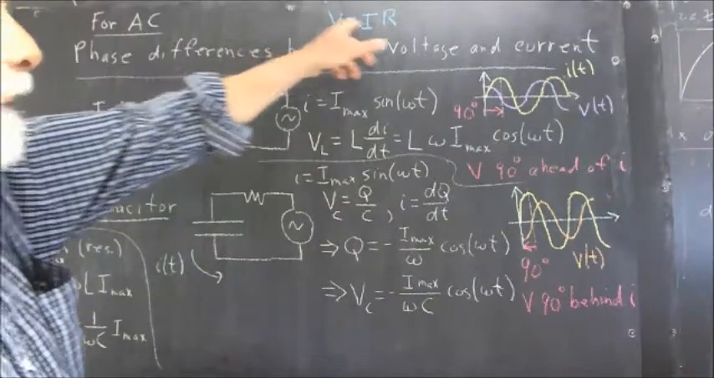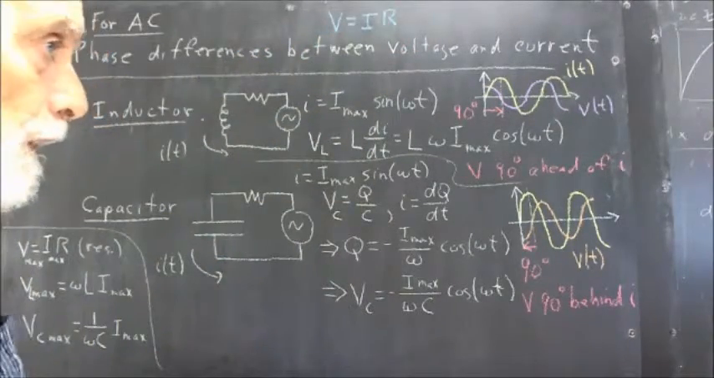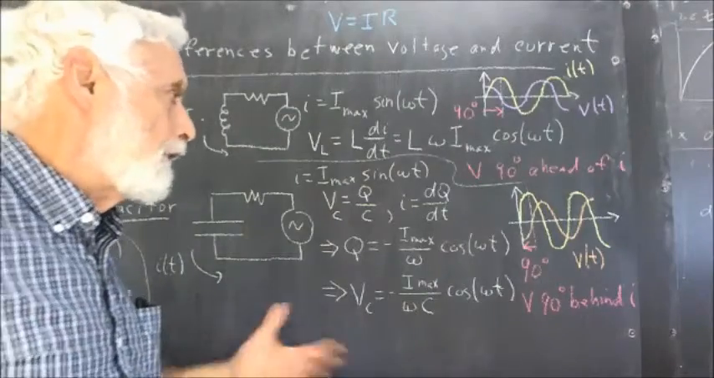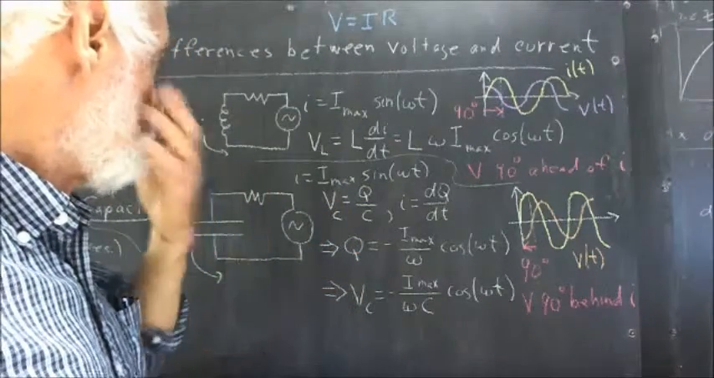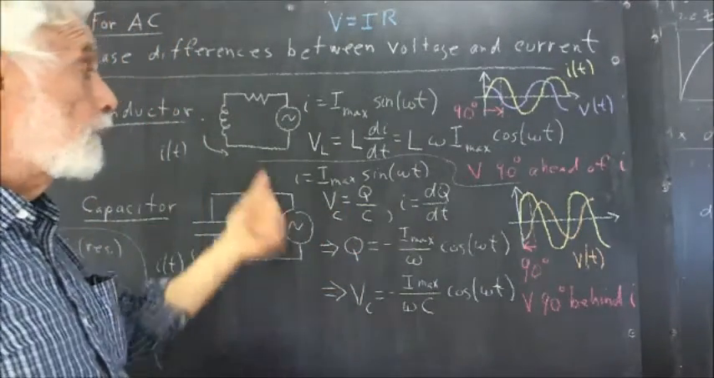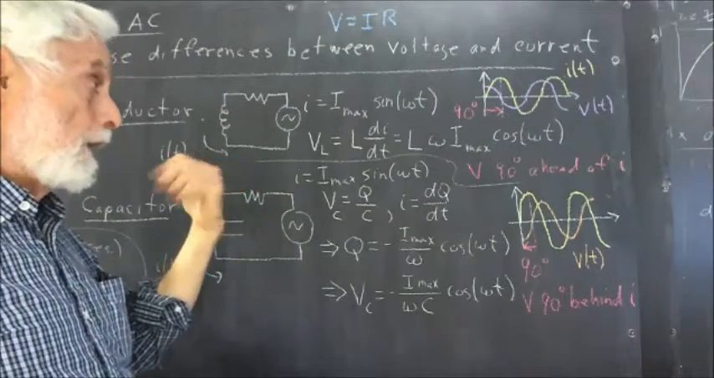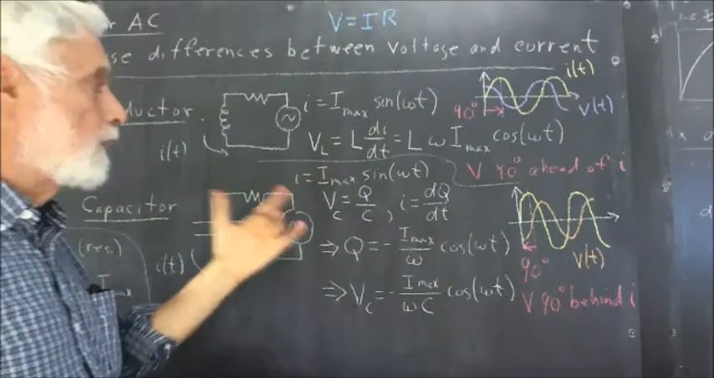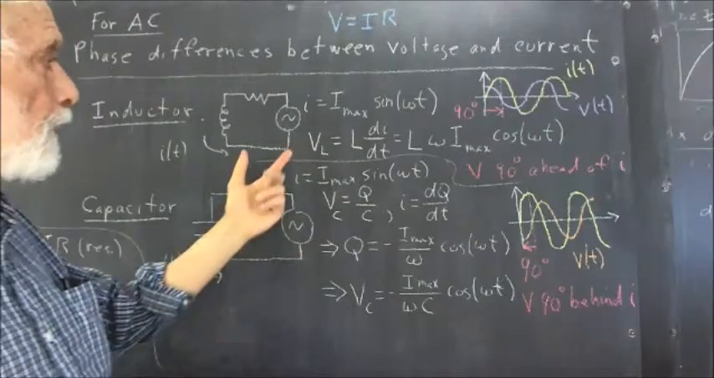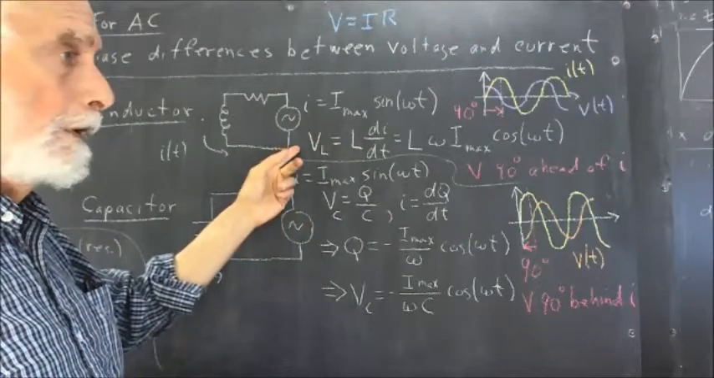I slipped in V equals IR up here. We'll refer back to that in a minute. But let's take a look at the relationship between the maximum voltage through an inductor and the maximum current. So what's the relationship between maximum voltage and maximum current for the inductor?